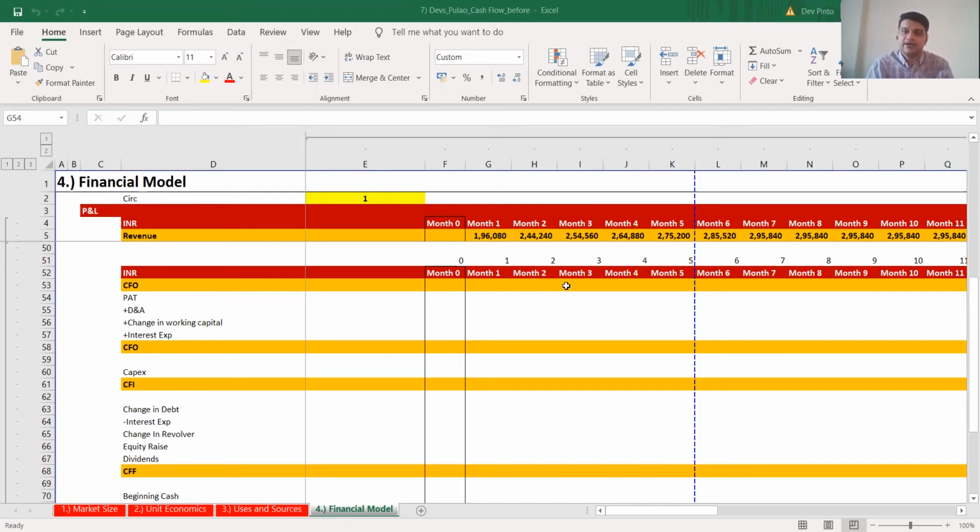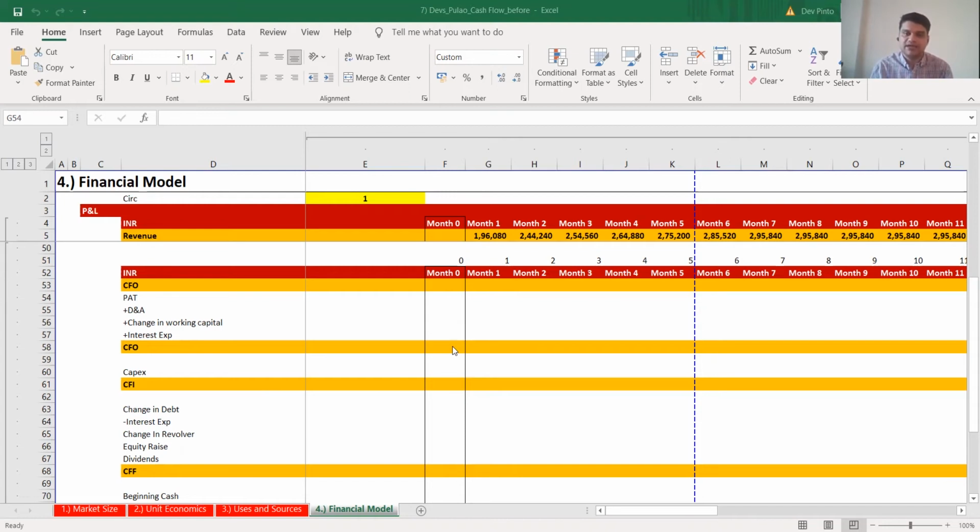Either directly or indirectly. Now, the cash flow statement has three parts: the CFO, which is cash flow from operations, CFI, which is cash flow from investing, and the CFF, which is cash flow from financing. So let's start with CFO first. What is CFO? It tells you how much cash you have generated from your operations. Now, what do I mean by that?